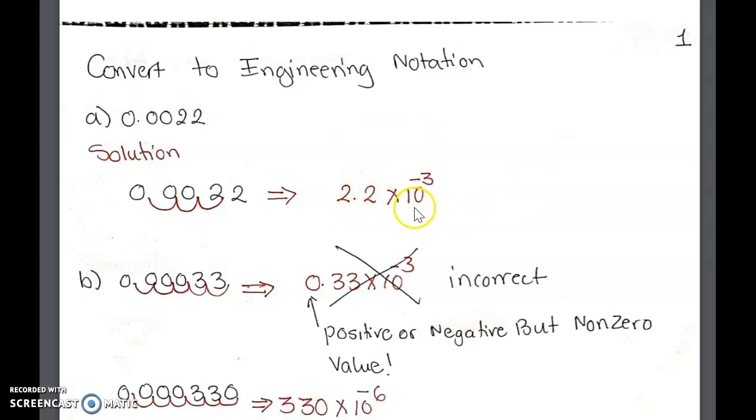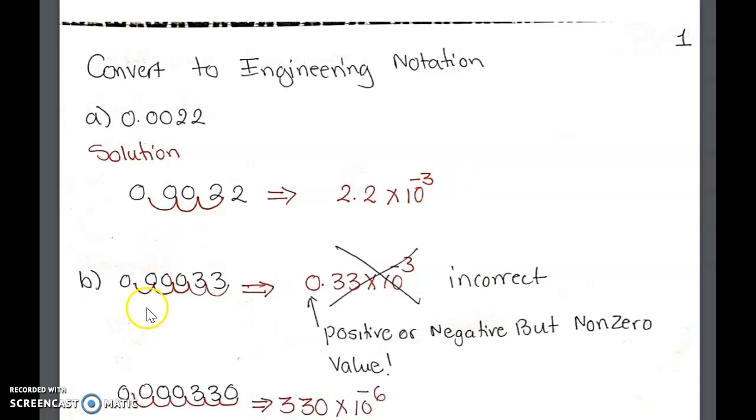So I write it and then I say times 10 to the 3, and it is negative because I'm moving the decimal point to the right. Okay, so I'm making a small number into a larger number. That's how you know that it is negative. That's the representation. And now I have to check, is 3 an engineering notation exponent? Yes, it is, because it is a multiple of 3.